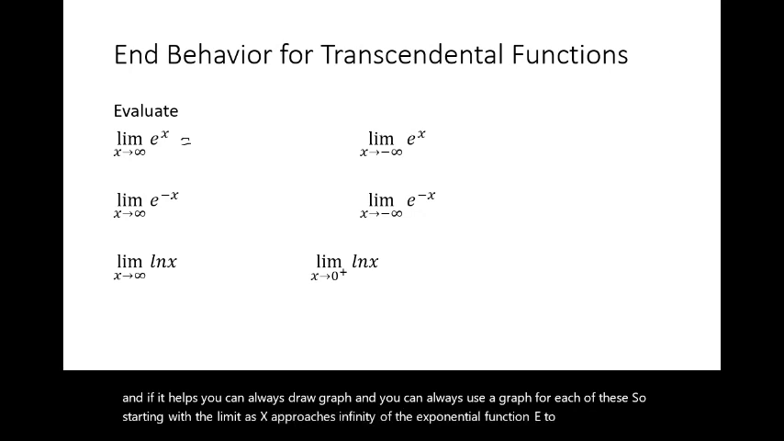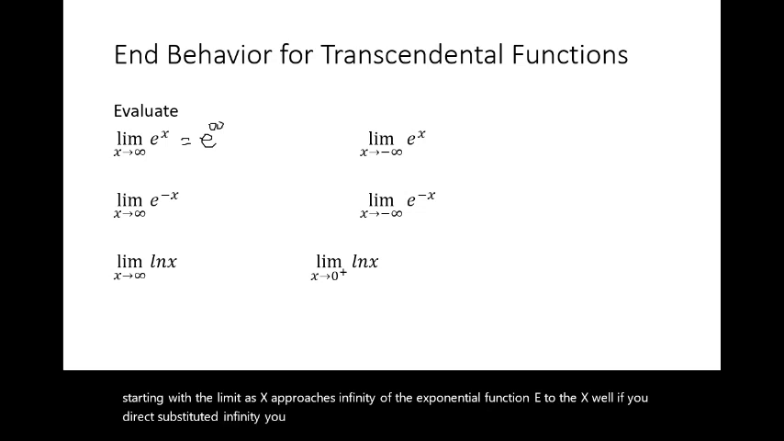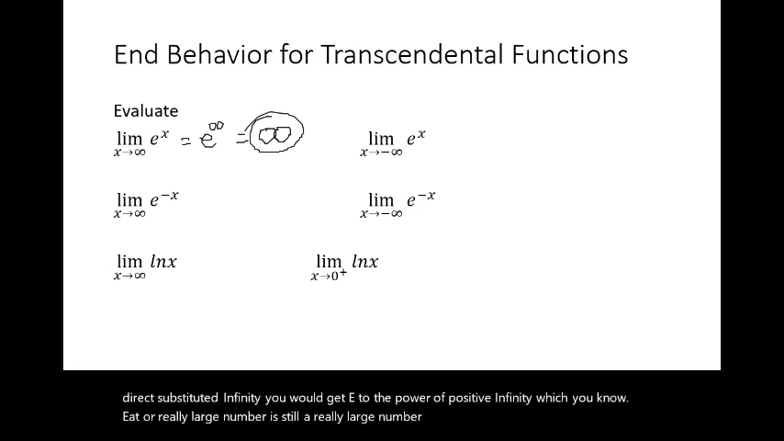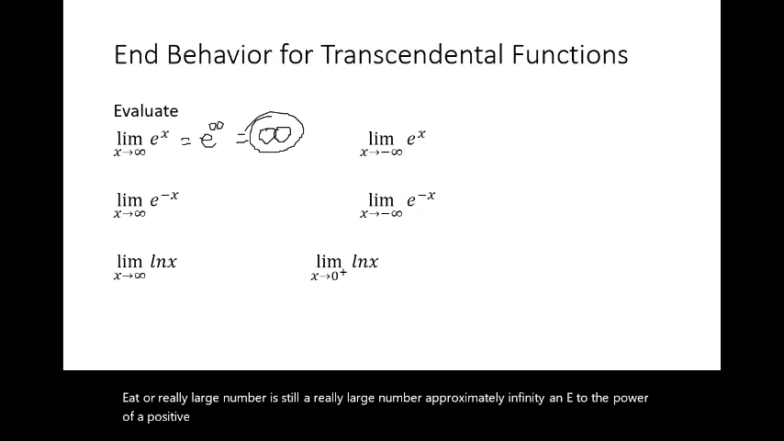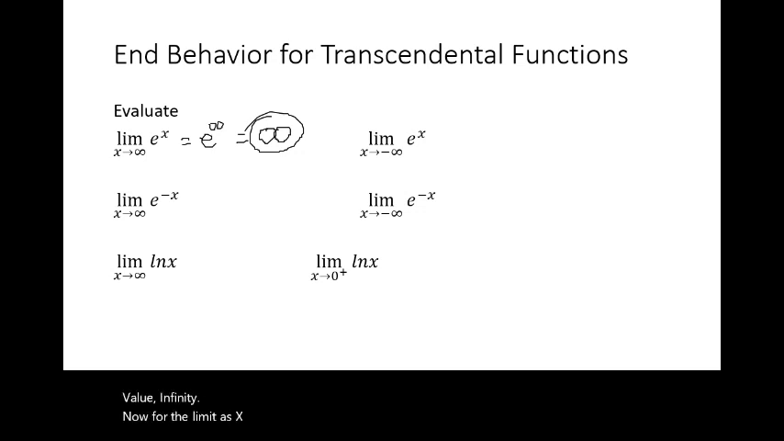Well, if you direct substituted infinity, you would get e to the power of positive infinity, which, e to a really large number is still a really large number, approximately infinity. And e to the power of a positive exponent is a positive value, infinity.